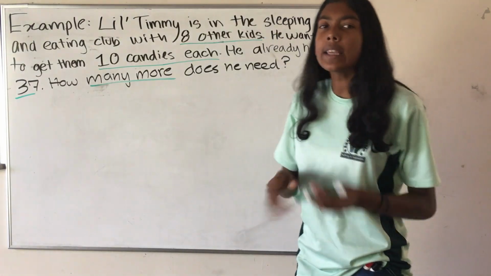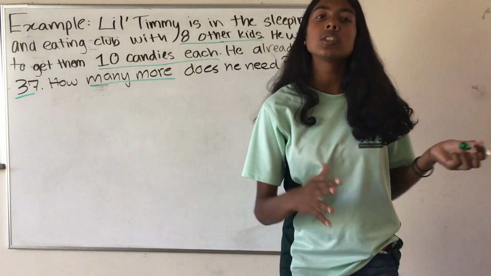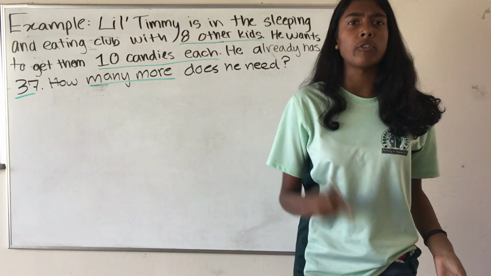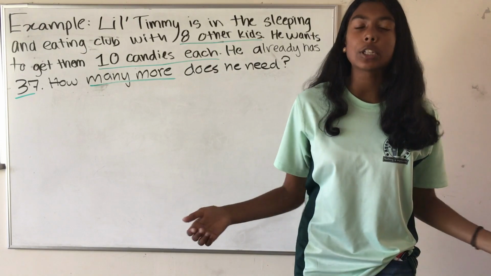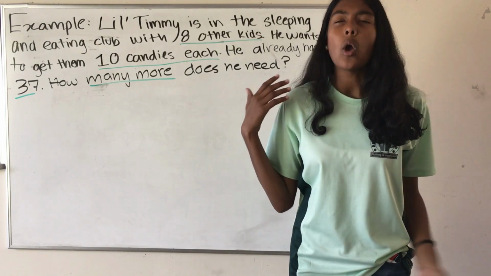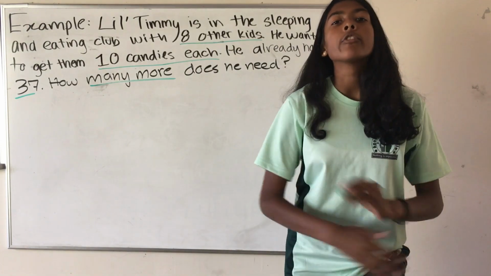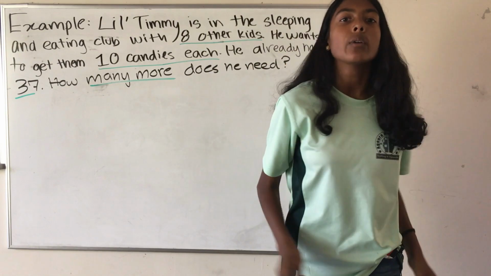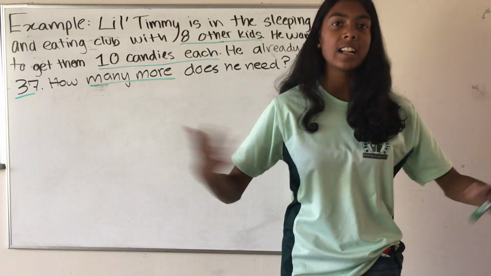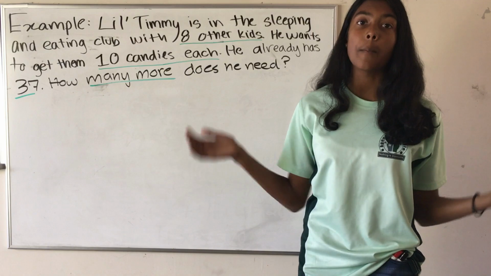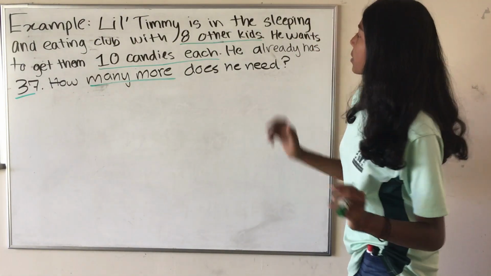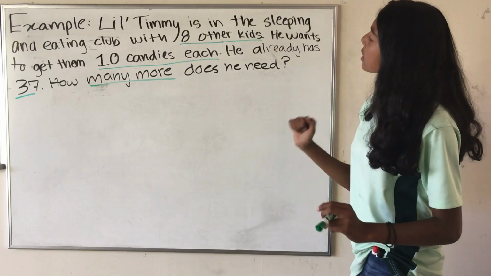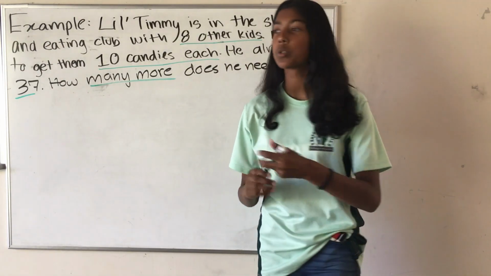So looking at many more and each, you see that there's 2 key terms for 2 different things. Many more goes with subtraction and each goes with multiplication. You might be thinking, which one am I going to use? If you're thinking both, then you're right. We're going to use multiplication first and then subtraction. This is an example of a multi-step problem. So let's start with multiplication. So there's 8 other kids and he's getting them 10 candies each.